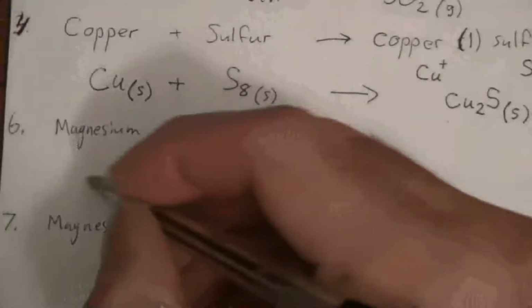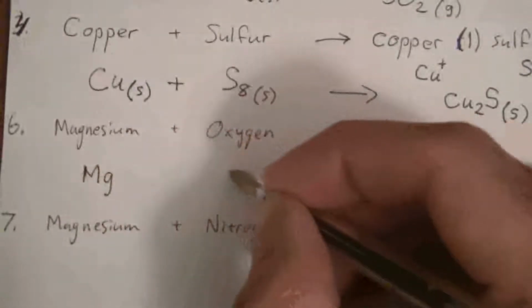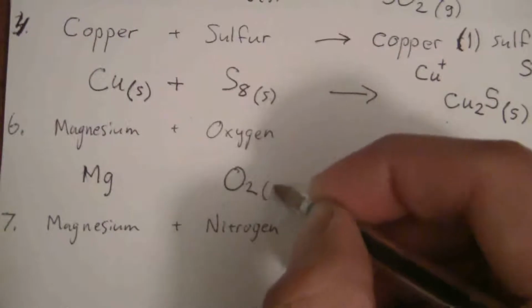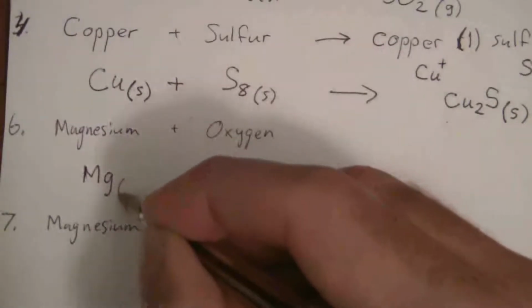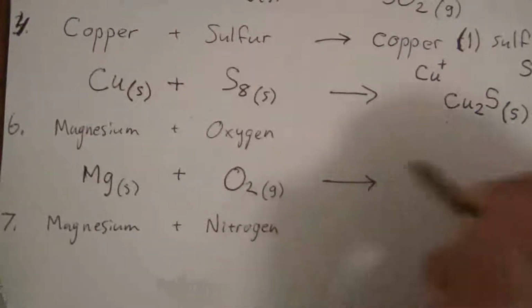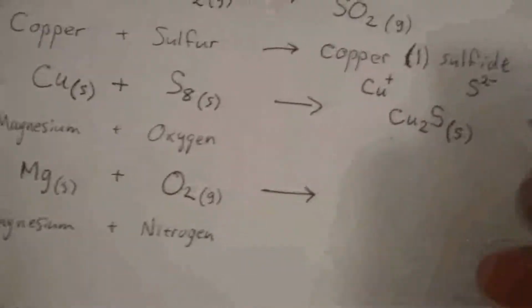Okay. Now here we have magnesium and its reaction with oxygen. Again, this is oxygen gas, so O2, and the magnesium is a solid. And when these react, they form magnesium oxide, right? That's the only thing you can form.